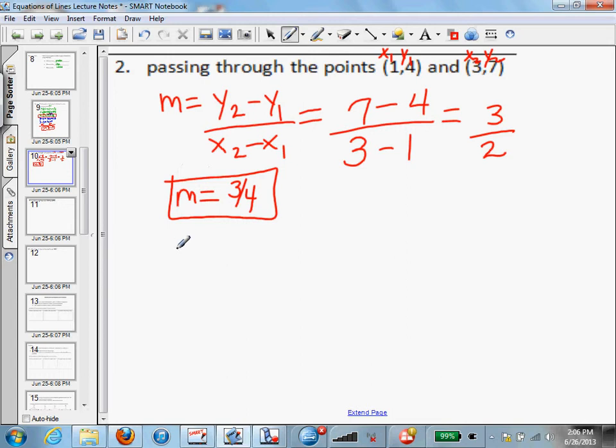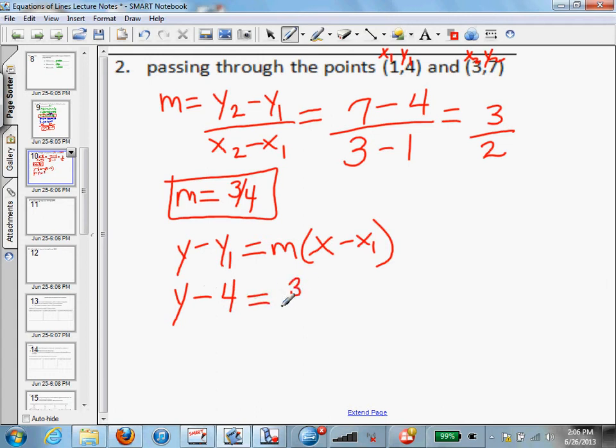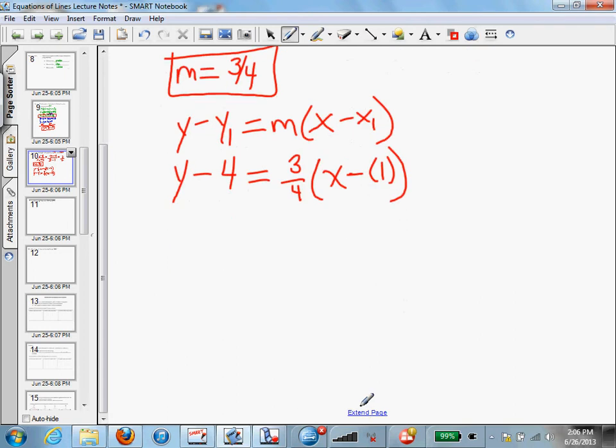m equals 3 over 4, we can now use our point-slope form, which is y minus y1 equals m times the quantity x minus x1. You might be saying, which points do I use? I would just stick with what you have written down. So y minus y1, which is 4, equals 3 over 4 times x minus 1. It really does not matter which set of points you go with because you're going to wind up with the same equation at the end. But since we already had these labels, x1, y1, go ahead and use those. So go through and simplify.